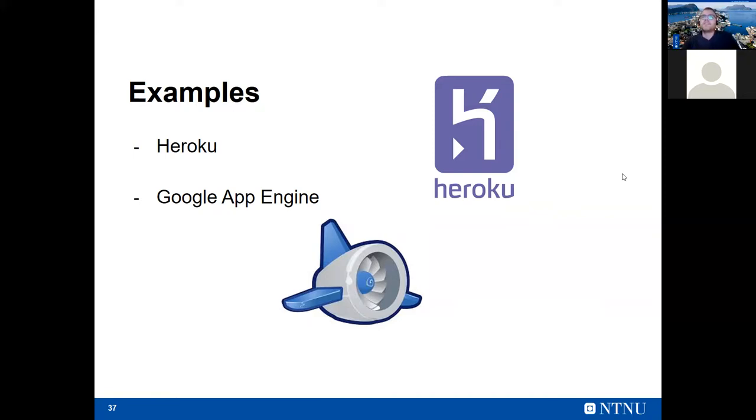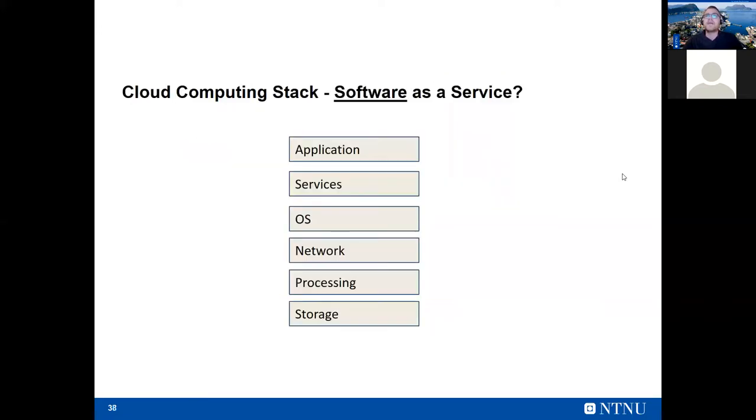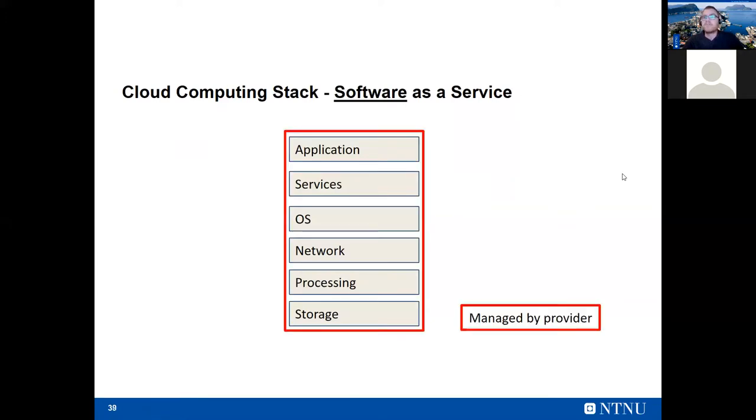So that's where PaaS, platform as a service, comes in. That's good for prototyping specifically, and you will get a feel for how this works. And then as the final one, software as a service, everything is managed by the provider, right?